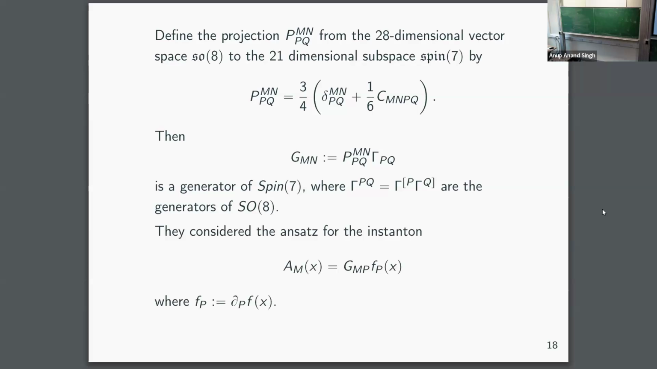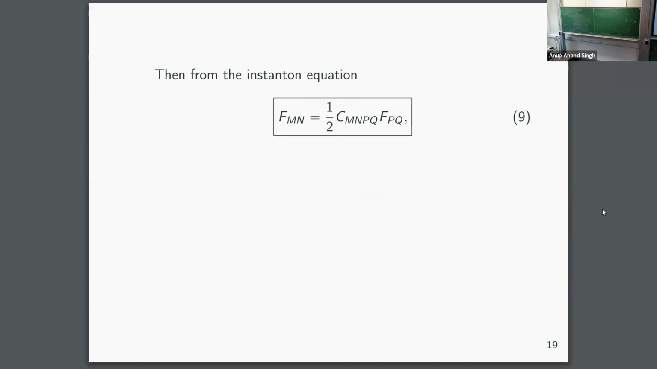And so they considered this ansatz for the instanton. So A_M is your instanton. You have this generator, and then you have this function F_P, which is a del_P of f. And so this is the instanton equation. You can clearly see the octonionic structure constants appearing here, and they calculated the best choice. The choice for lambda should be half. Should be 1 actually. Lambda equals 1. Half was always there.